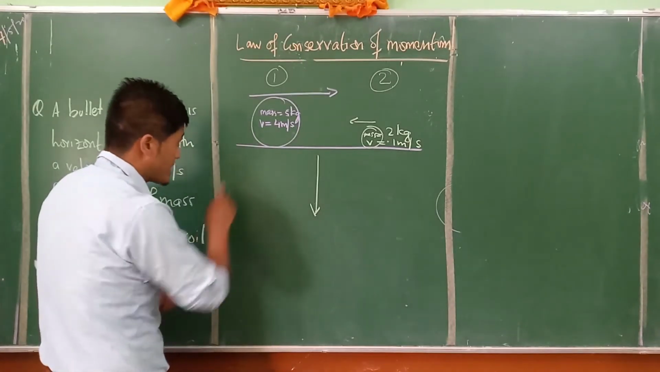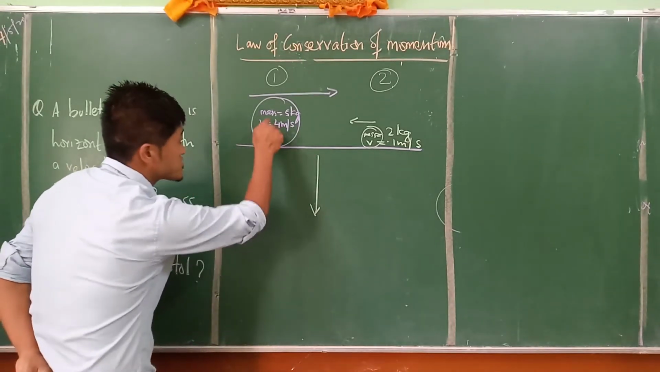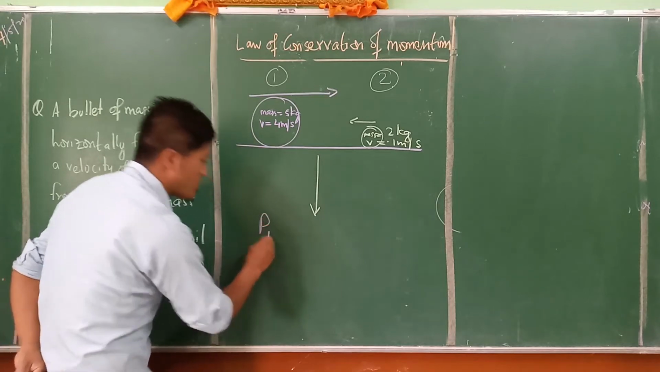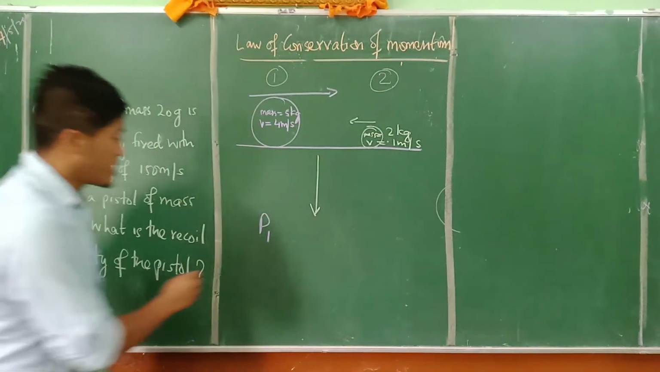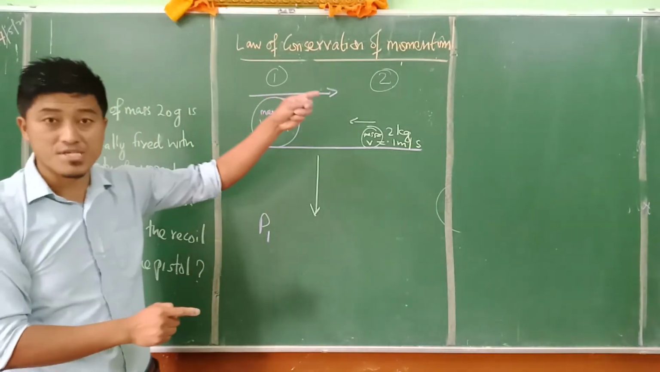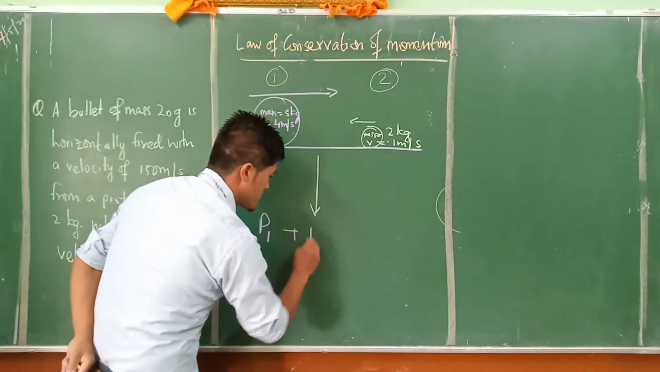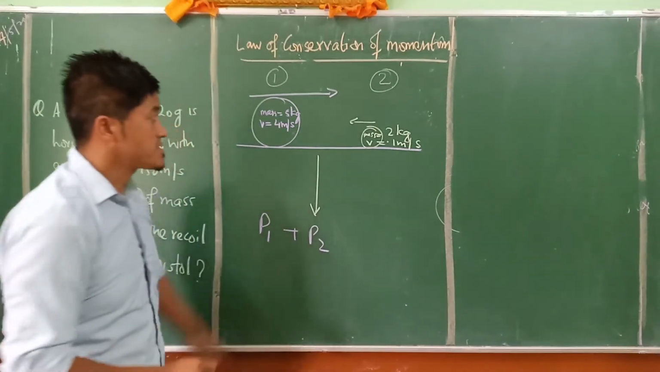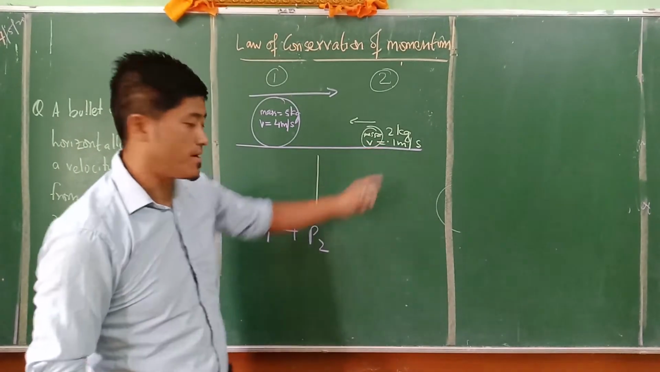Now, the total momentum of this. This is object number 1. I'm going to write P1, and P generally stands for the symbol of momentum. P1 plus P2. Understand? This is the P2 here.